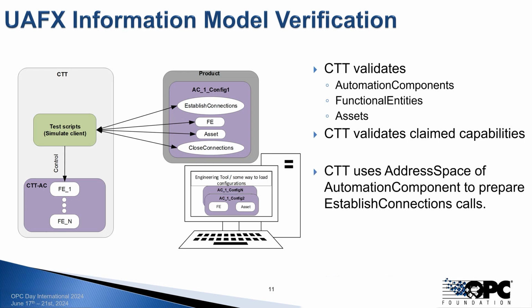To do this sort of testing, we actually need it a little bit more in the system. So we have to have a sort of address space built into the CTT. So the CTT has gotten a little more complex because we need to be able to look at the server or the controllers being tested and do some of this testing dynamically. Not every controller has the same functional entities listed in it or the same assets. So we check what's there.